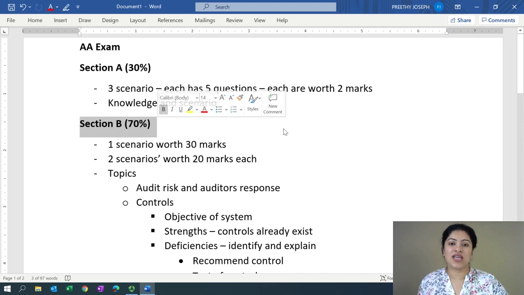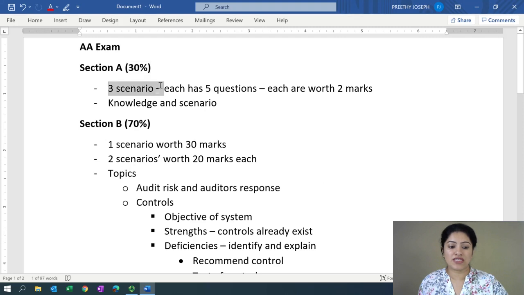Starting with section A of the paper, which comprises 30% of the paper, there are 3 scenarios given to you. Each of them is going to have 5 questions, and each of those questions is worth 2 marks. Looking at how the examiner tests the 5 questions, there are certain elements of knowledge and certain elements purely based on the given scenario. Of the 5 questions, around 2 questions would be pure knowledge dump questions, whereas 3 would be scenario based questions.